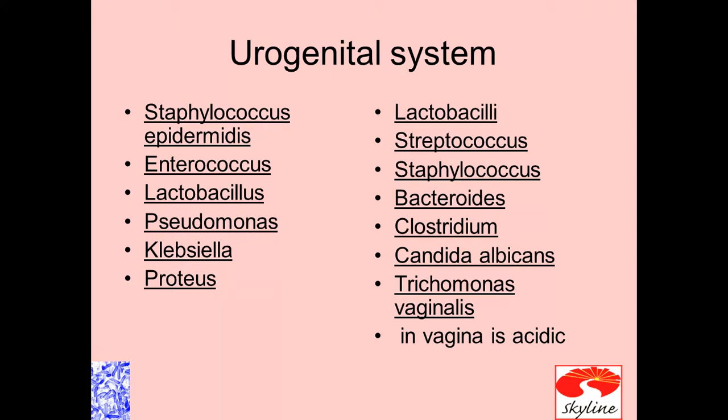But most of the microbes that are dominating the urogenital area are those that are capable of tolerating acidic pH, slightly acidic pH. For females, a very popular microbe seen in the urogenital system is the parasite, the protozoan Trichomonas vaginalis.